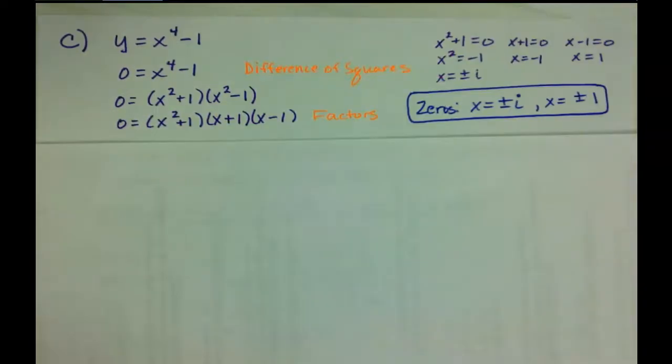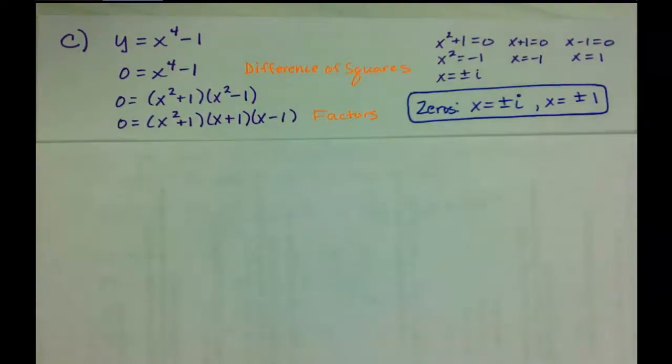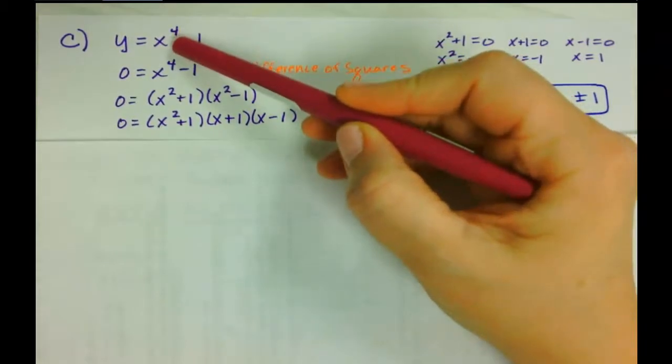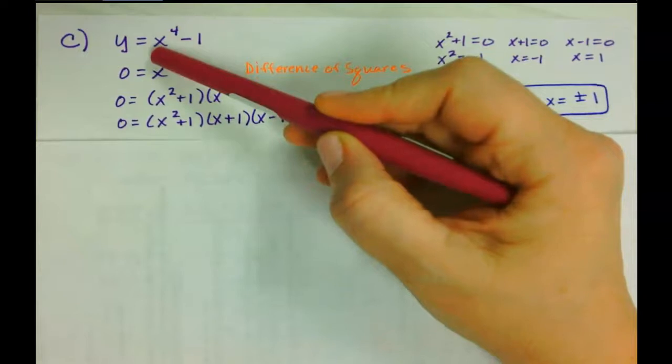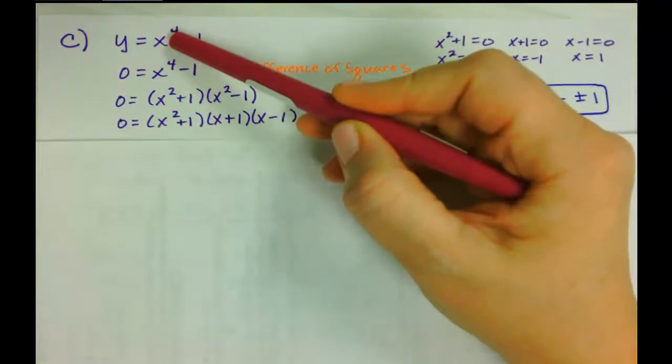Part C starts with x to the 4th minus 1. And I always get students that go, oh, that's not factorable. But really, that's a difference of squares. Remember, we learned when we multiply like bases, we add the exponents. So when I'm thinking about factoring this, I need to think, what plus itself gives me 4, because I'm multiplying like bases of x, which means I would be adding the exponent. So exponents need to add up to be 4.